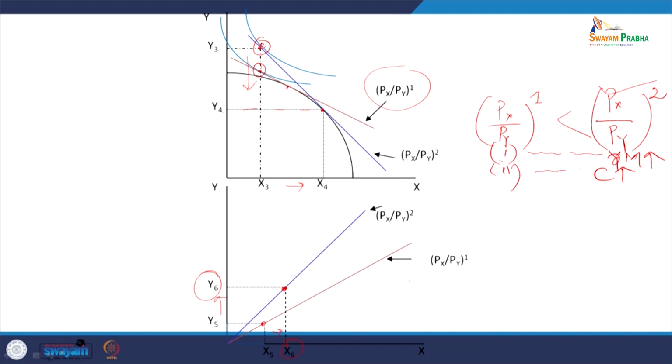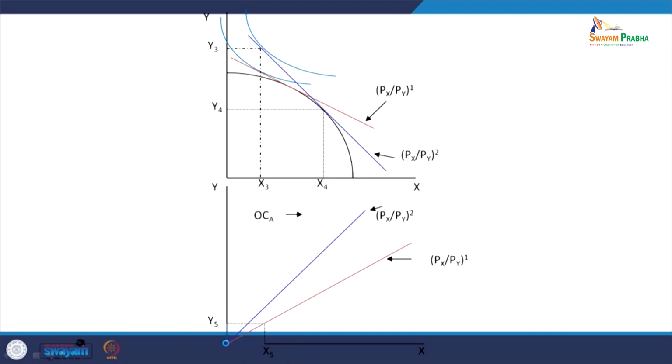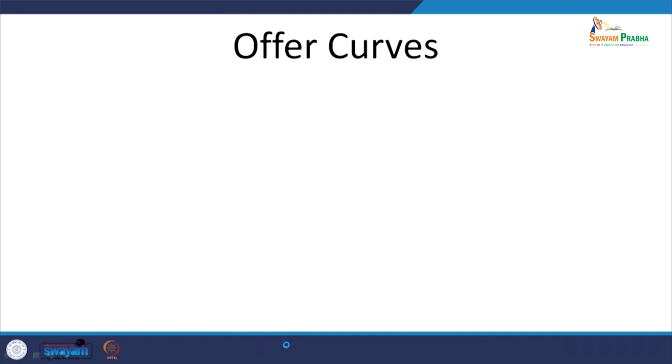If we track other possibilities, even before that point there might be other points. So, other points can be connected. If you plot all of these, they are called offer curves; this is called the offer curve for country A. This is what is explained in this diagram. So, we have this X and Y, and the offer curve is plotted accordingly.